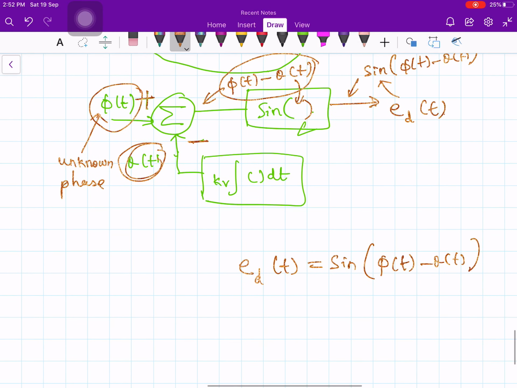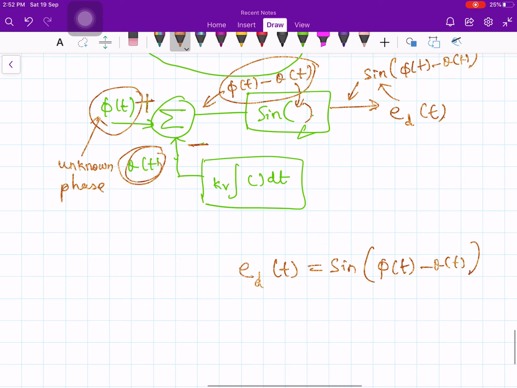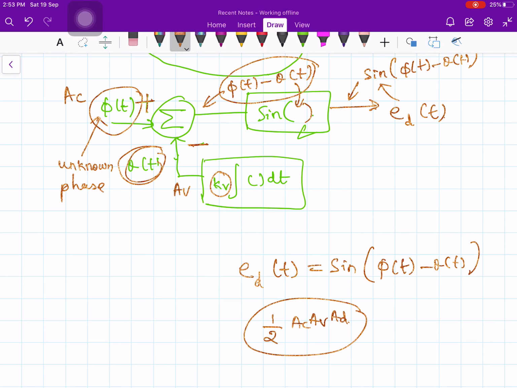Now in this you have kV, and at the input side you have AC, and then AV is your voltage controlled oscillator output. So all three constants are there. The constants are 1 by 2, AC, AV and KD. One is the multiplier constant, one is the VCO constant and another one is the carrier constant. So these three terms are there, and those three terms are missing.